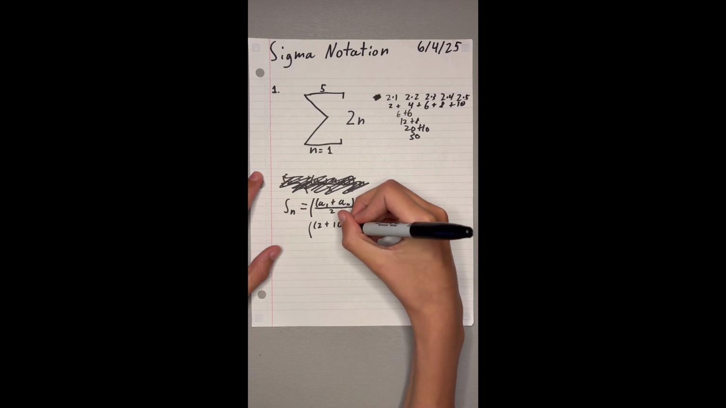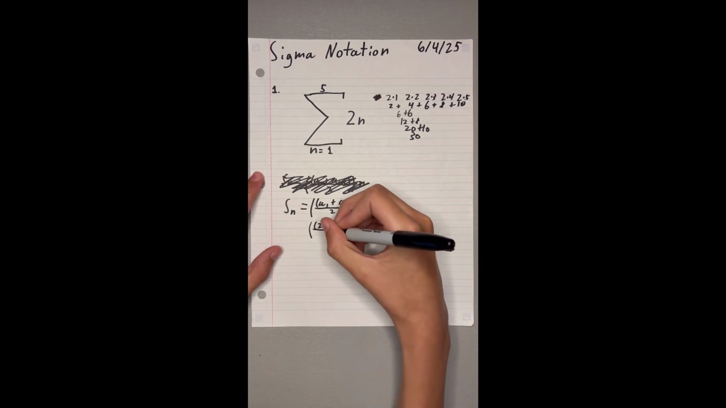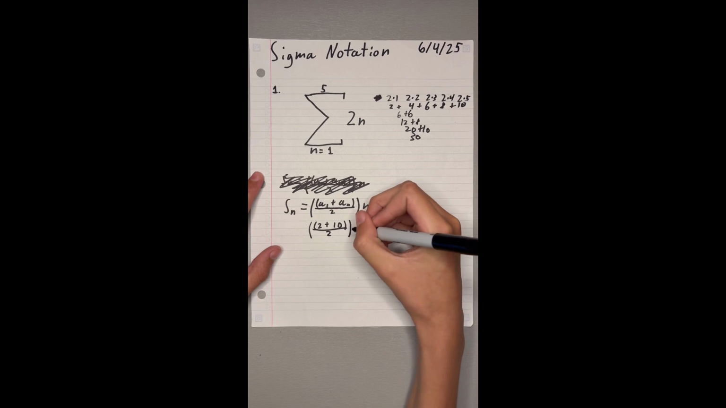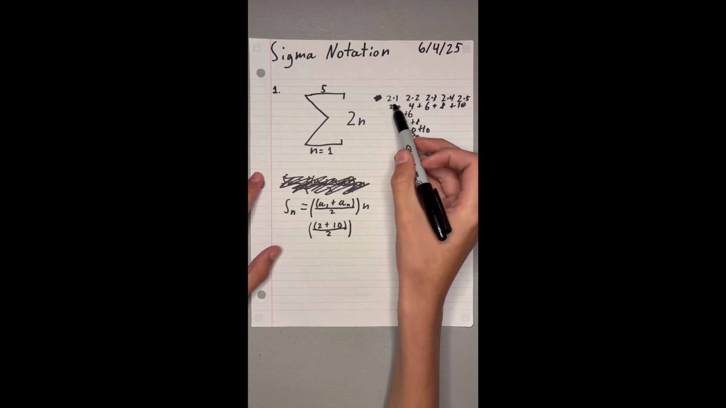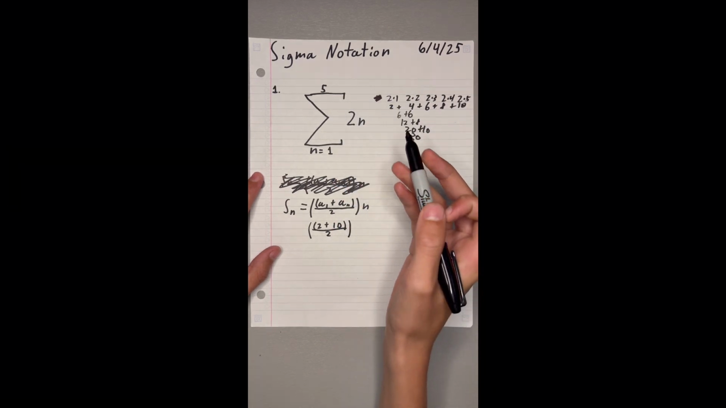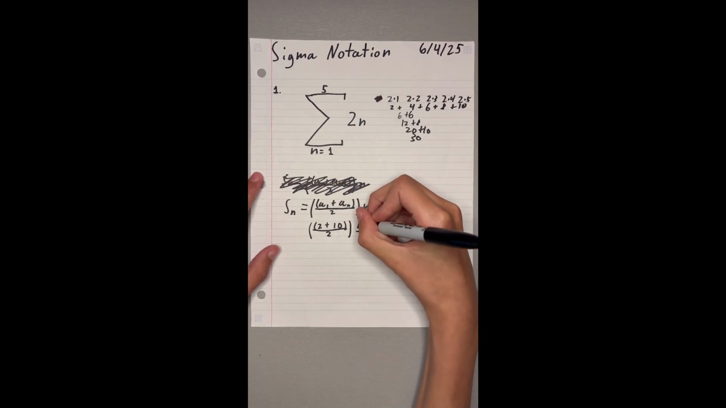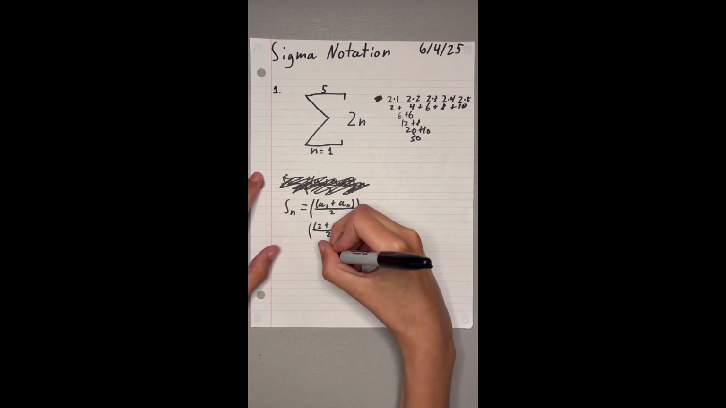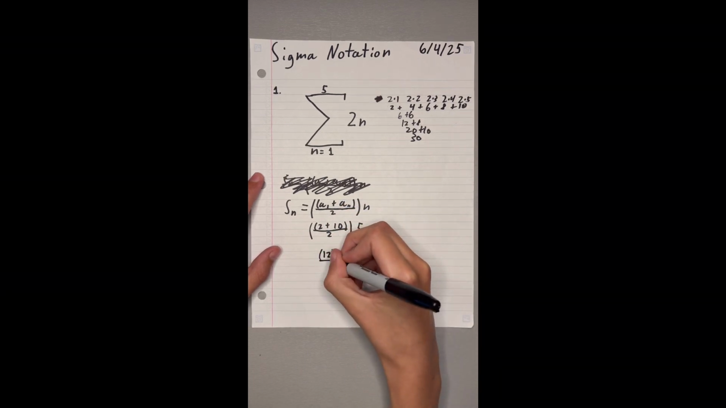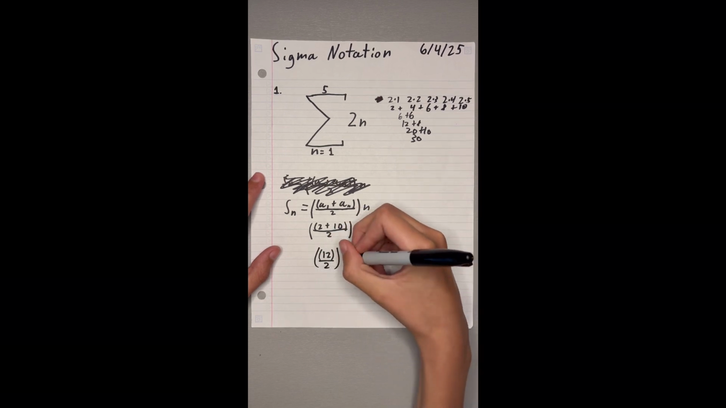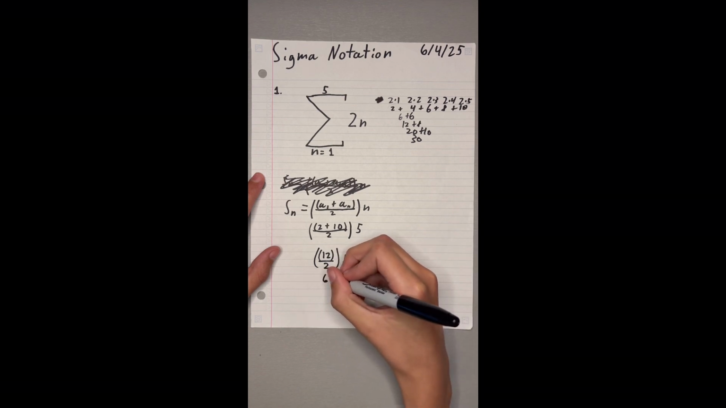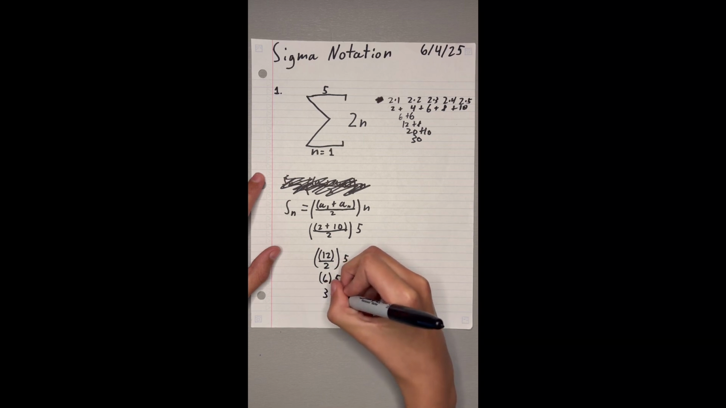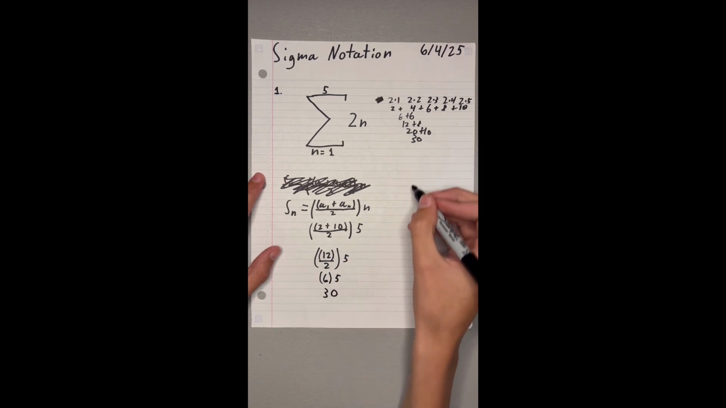So 2 plus 10, all over 2, and then this is multiplied by the number of terms that we have. And the number of terms that we had in the sequence was 5, because we went up to 5 numbers. So we can put the 5 here. So 2 plus 10 is 12 over 2 times 5. 12 over 2 is 6. So now we have 6 times 5. 6 times 5 is 30. This is the exact same answer that we have here.